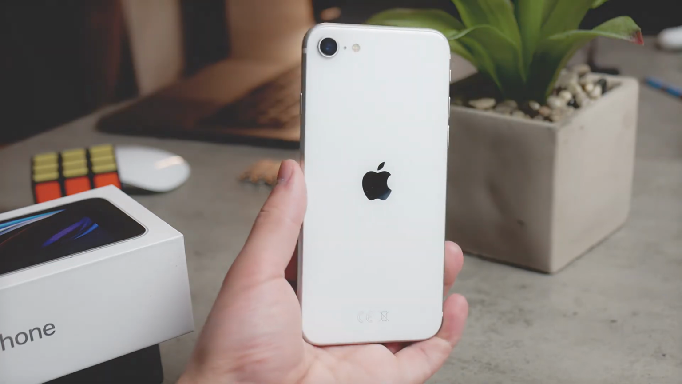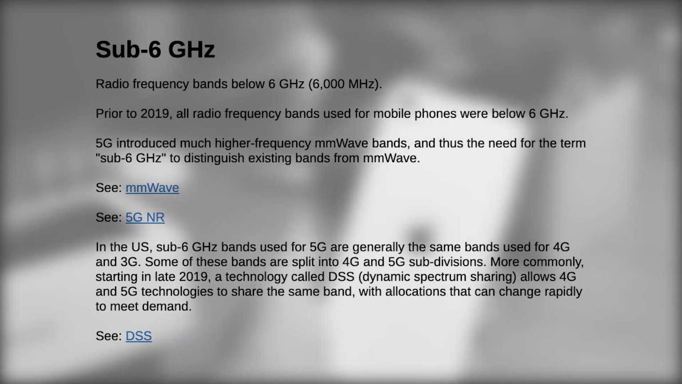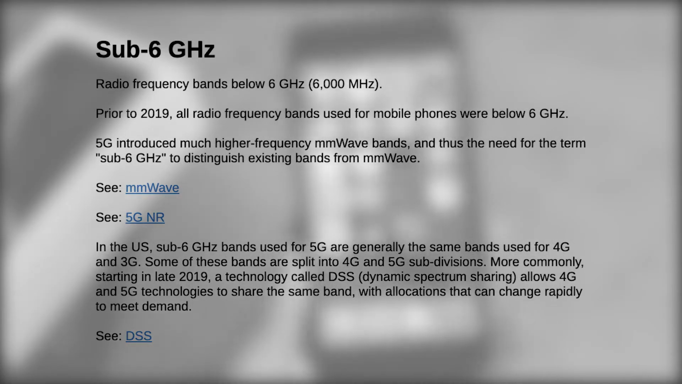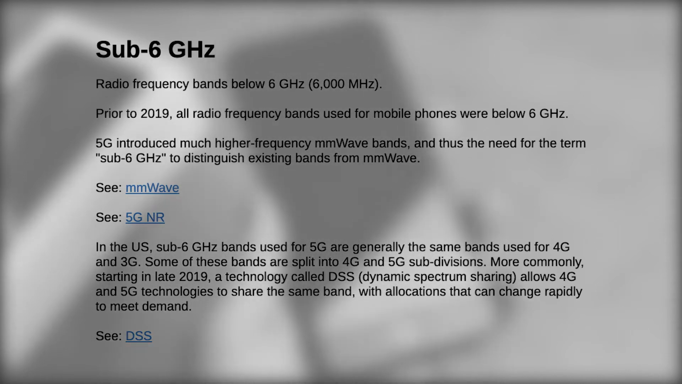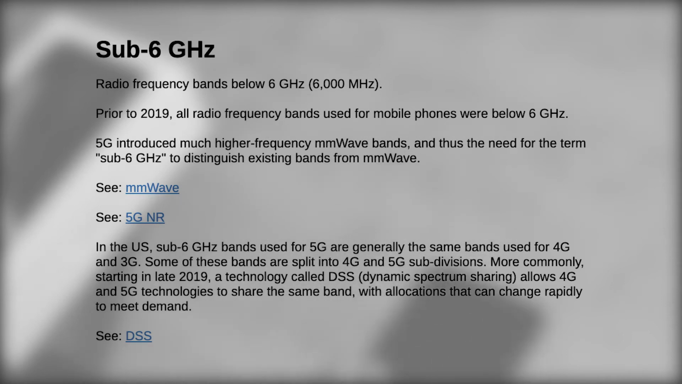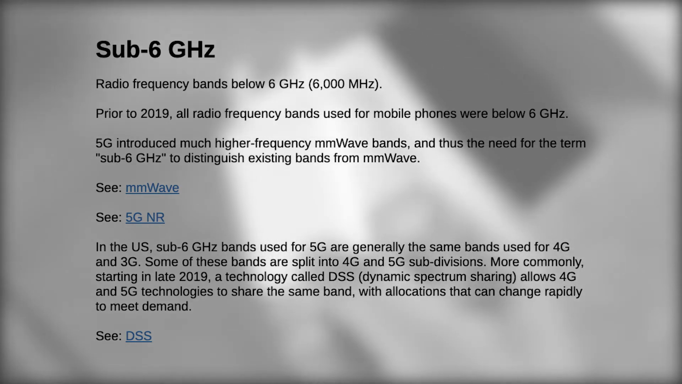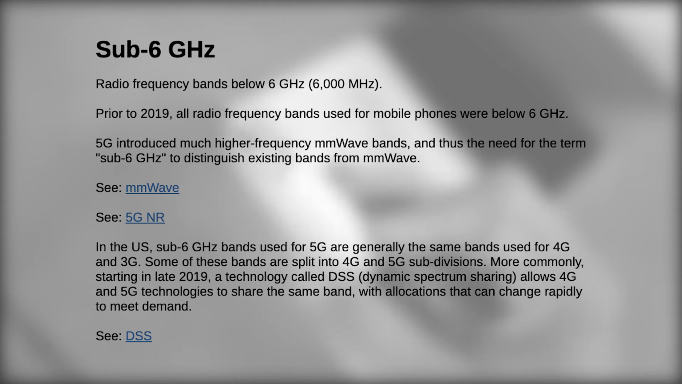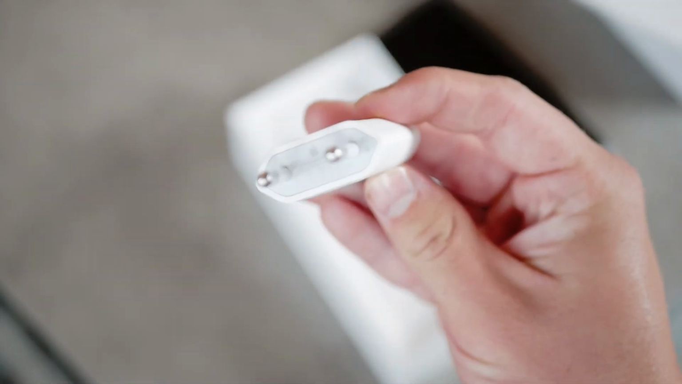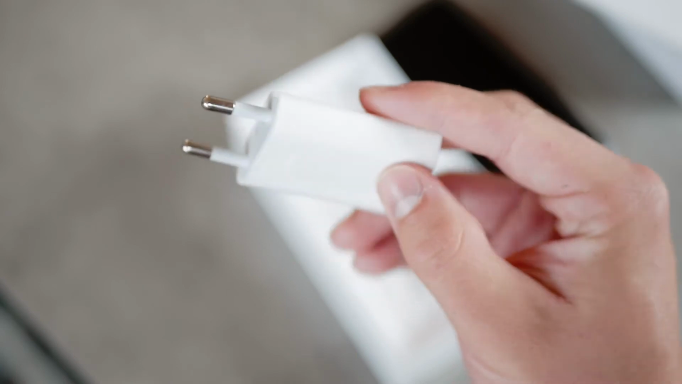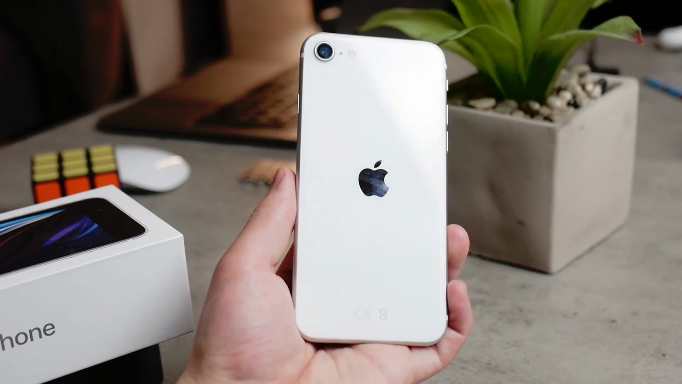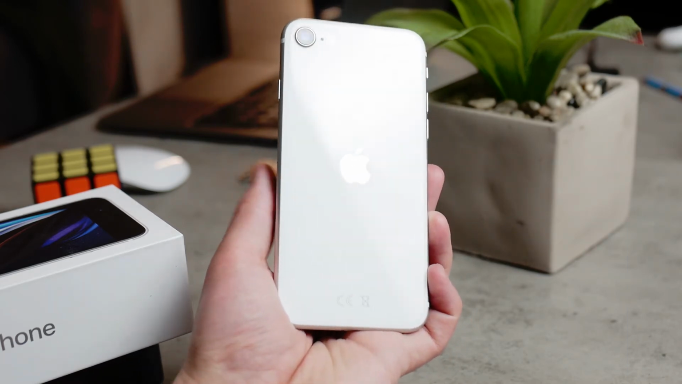People also talk about the sub 6 gigahertz thing, and I'm going to explain what it is if you haven't heard about it. It's pretty much the radio frequency bands below 6 gigahertz, and it is based on the fact that 5G uses generally the same bands used for 4G and 3G, and some of these bands are split into 4G and 5G subdivisions. It wasn't such a big deal because prior to 2019, all radio frequency bands used for mobile phones were below 6 GHz, but 5G introduced much higher frequency waves, and that is the reason we need the term sub 6 GHz, to distinguish existing bands from mmWave. It's kind of in detail, but you pretty much understand what I mean, and it's just a term that was created.